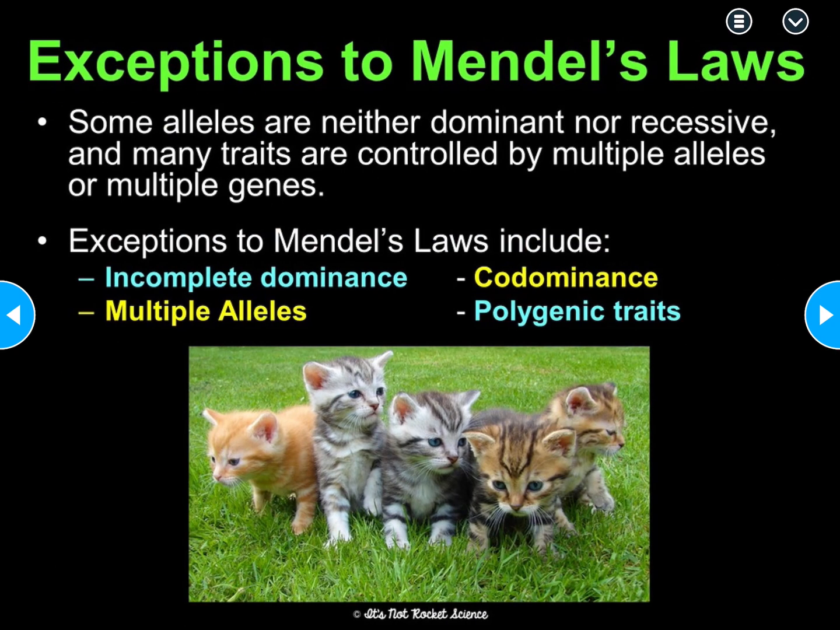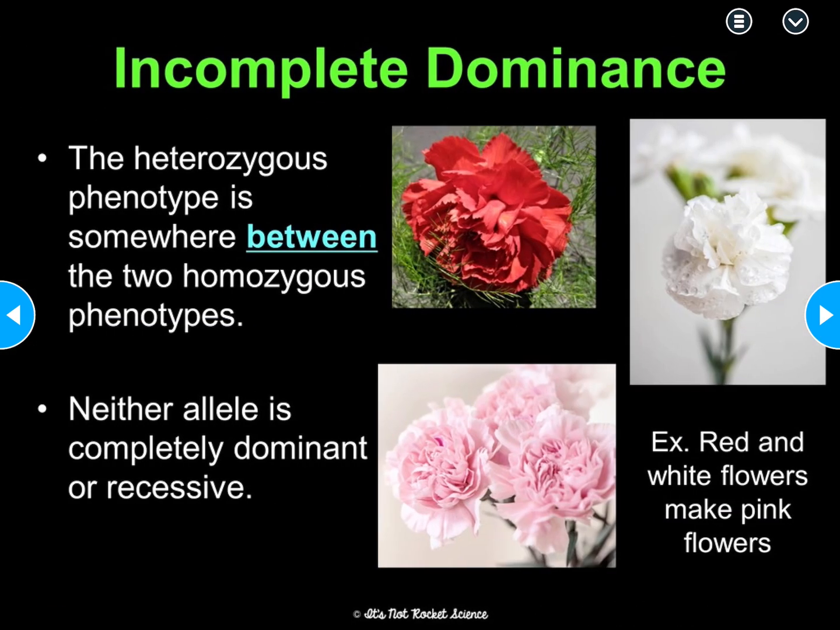There are some exceptions to Mendel's laws, which I said were the rebels. Some alleles are neither dominant nor recessive, and many traits are controlled by multiple alleles on multiple genes. The exceptions to these laws include incomplete dominance, multiple alleles, codominance, and polygenic traits. And we're going to go through each one of these. We'll start with incomplete dominance.